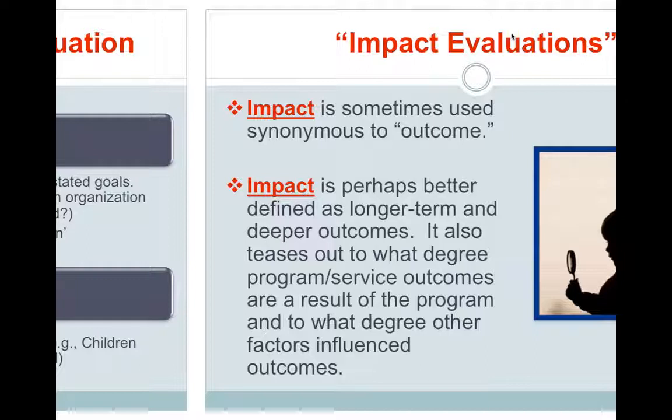The same can be said for outcomes that aren't so favorable. We want to look at what influenced outcomes that weren't very favorable, whether it was policies or other situations happening in the community. So that's just a brief overview of evaluation.